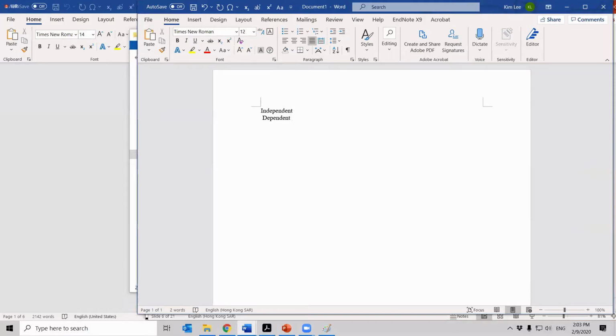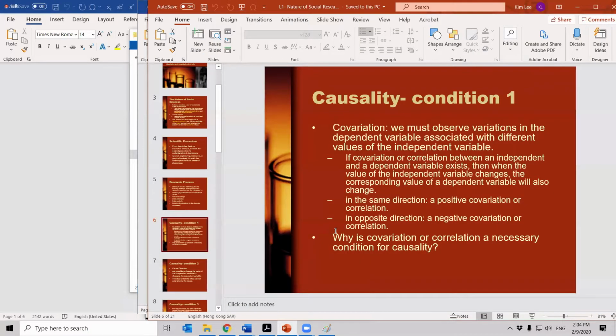Independent variables are the causes. Dependent variables are the effects. So when we talk about whether an independent variable has some causal relationship onto the dependent variable, we are talking about causality. In this case, there are three conditions for causality. The first one is covariation. What is covariation? That means when there is some movement of the independent variable, we can observe the same pattern in the dependent variable. So this is a kind of covariation. That means they vary together.